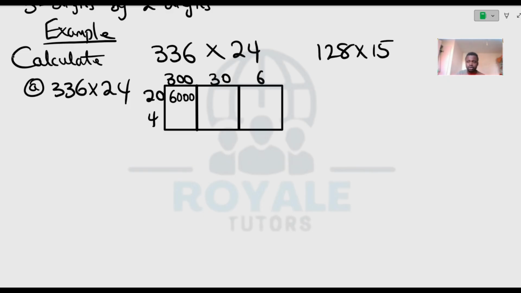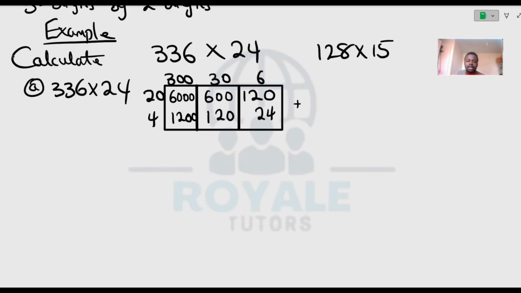20 times 30 as well. You only have to do 2 times 3, which is 6. And then you put 2 zeros. 20 times 6, you do 2 times 6, which is 12. And then you put a 0 at the back. Then we do the same thing for 4. 4 times 300, you do 4 times 3, which is 12, and you put 2 zeros at the back. 4 times 30, you do 4 times 3, which is 12, and you put 1 zero at the back. Then 4 times 6, you put 24 there, right?